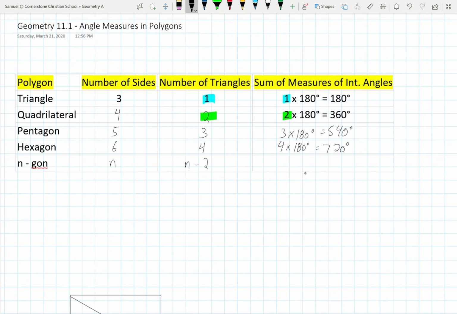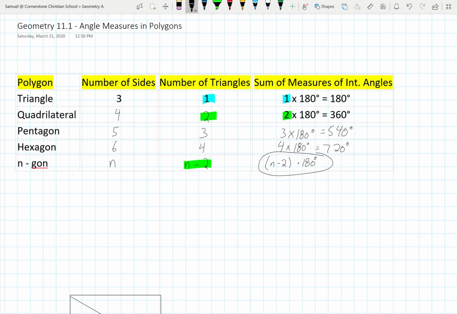And so finally, I can come up with my own formula. n minus 2 times 180 will give me the sum of the measure of the interior angles. And so this will work on any number of sides.